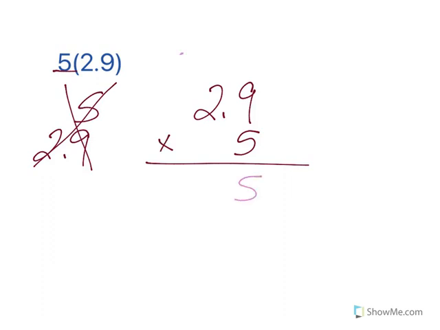5 times 9 is 45, carry my 4. 5 times 2 is 10, plus 4 is 14. I have just one decimal place, so my answer is 14 and 5 tenths. And there's your answer. So it doesn't have to be the bigger number on top, right? Because 5 is bigger than 2.9. It's just the one with more place values. 2.9 has 2 different place values there. That can be on top. And that's multiplying with decimals.